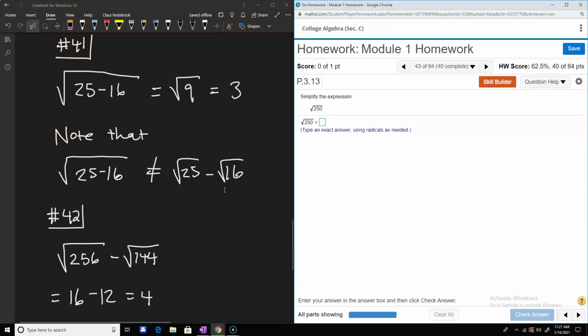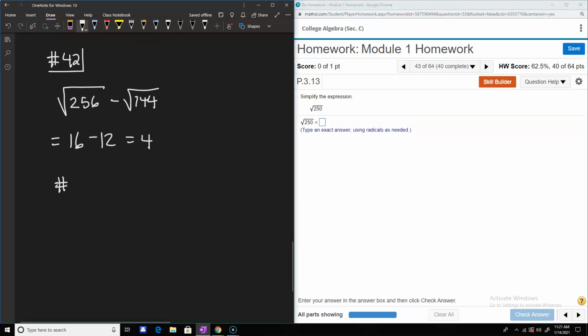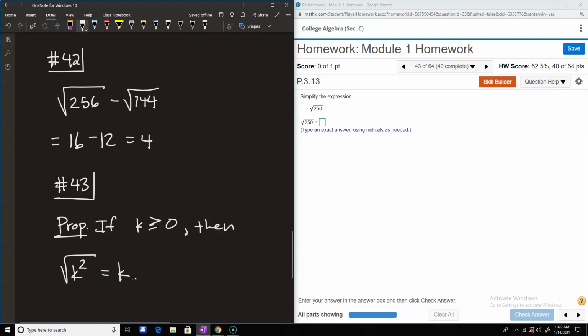Okay. Now, for some of these, when they don't evaluate perfectly, essentially, the square root will undo the square of a number. So that's kind of something we're looking for. So here's kind of like a property. Let's say if k is greater than or equal to 0, then the square root of k squared is just equal to k. Essentially, our square root will cancel with any perfect square. That's what we're learning.